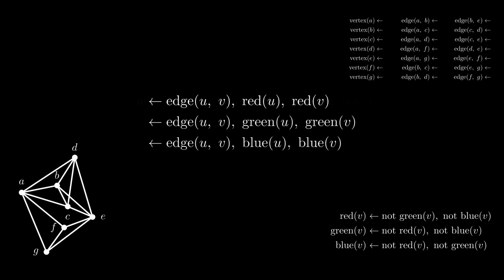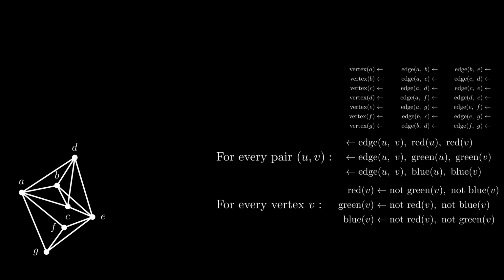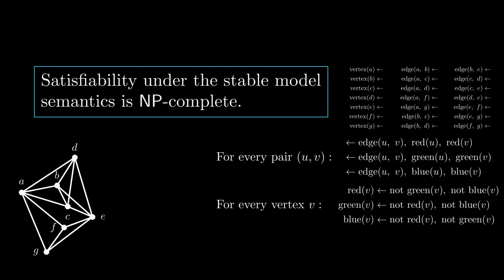Alright, with all these rules at hand, one can verify that our starting graph is three-colorable if and only if this logic program admits a stable model. This proves that satisfiability under the stable model semantics is NP-hard, and thus NP-complete since we already know that it is in NP. Oh, one last thing about this reduction.